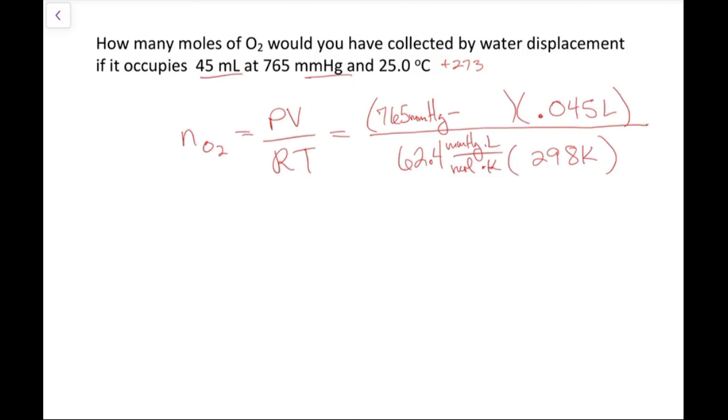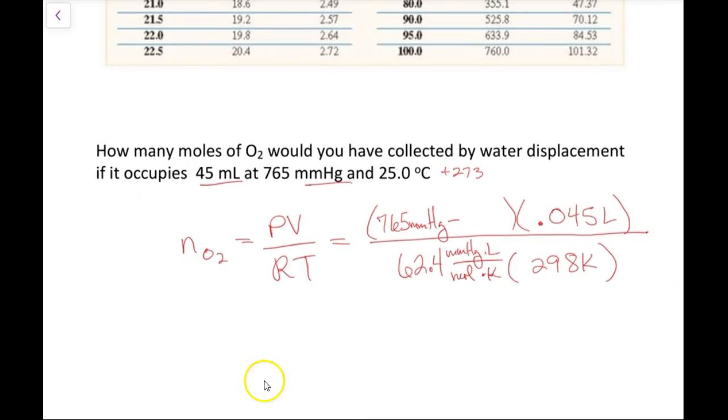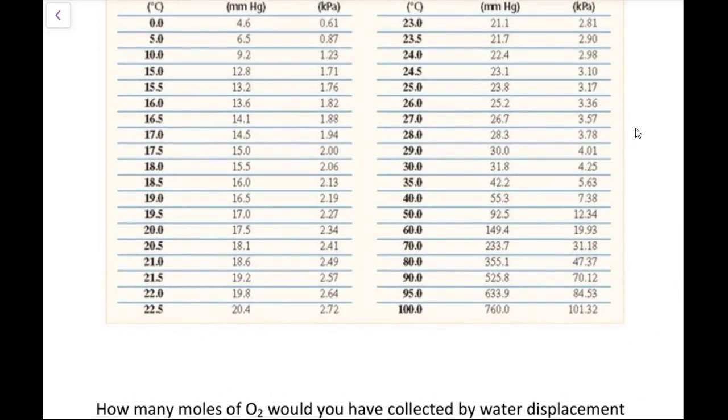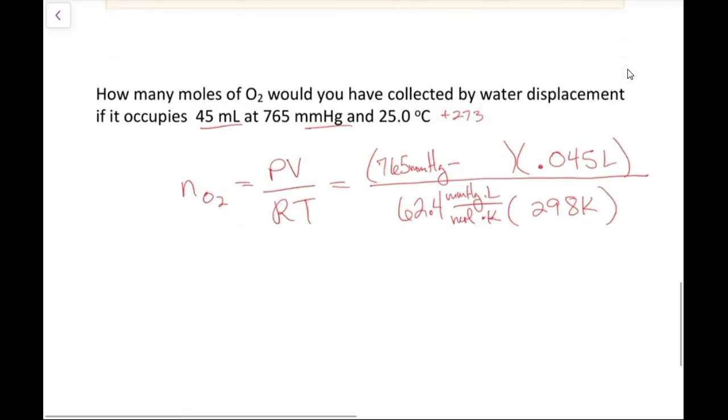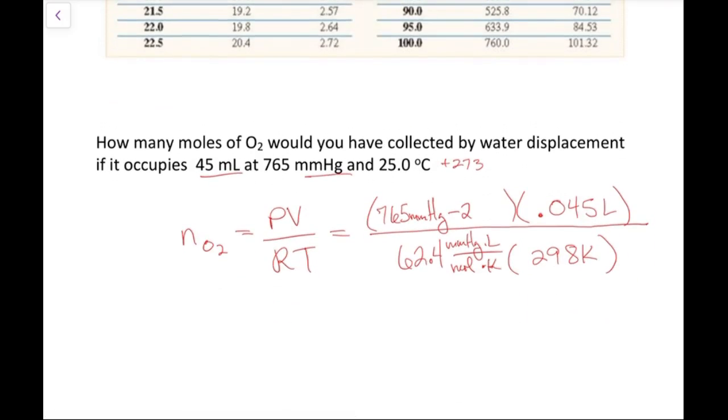So I'm going to go up to the table. I'm going to find 25 degrees Celsius, and make sure that you're using the right column, because this table has mmHg and kPa. It does not have atmospheres. So if we were working in atmospheres, we would have to convert our pressure to one of these two. But at 25 degrees Celsius, working in mmHg, we have 23.8 mmHg due to water vapor. So 23.8 is going to be subtracted here. And that should give us our number of moles of O2.